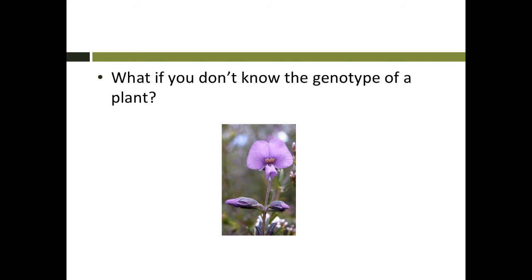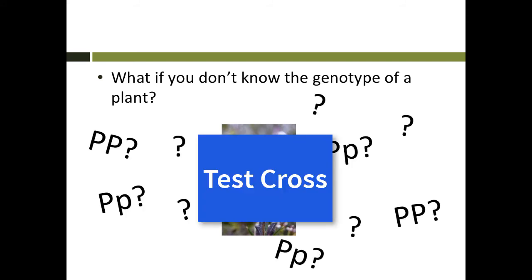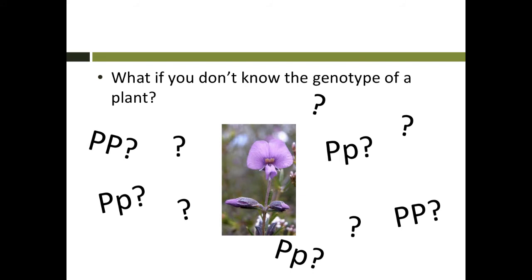Sometimes you don't know what the genotype is of an organism. Say I gave you a purple plant. You have no idea whether that plant is heterozygous or homozygous dominant. How do you find out? You can do something called a Testcross. This is where you take an organism of unknown genotype and cross it with a homozygous recessive individual.